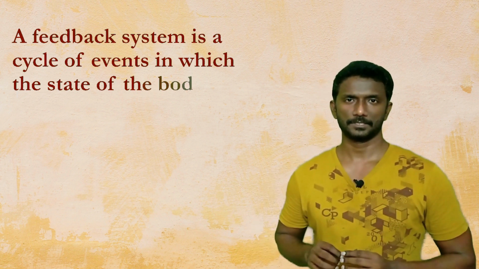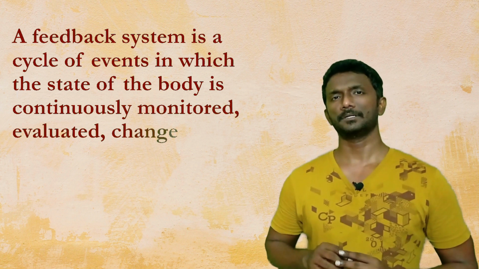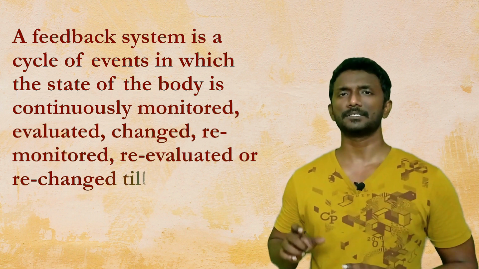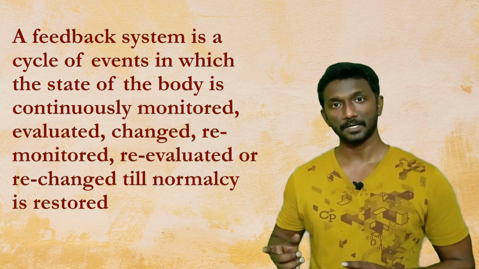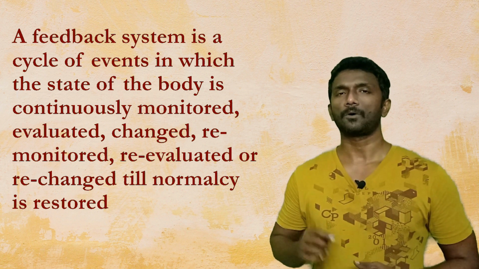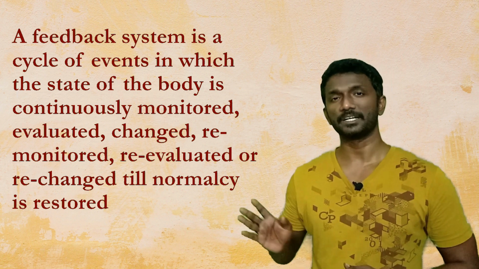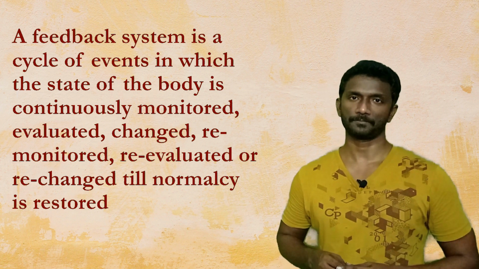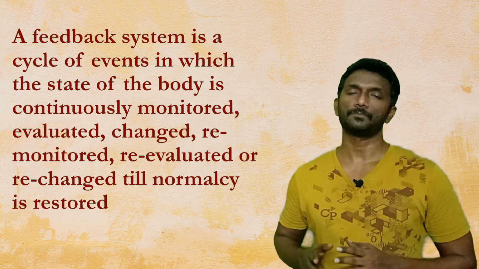So, what is a feedback system? A feedback system is a cycle of events in which the state of the body is constantly monitored, evaluated, changed, remonitored, reevaluated, and rechanged till normalcy is restored. This is the definition of a feedback system. When we see this with the examples, you will understand much better.